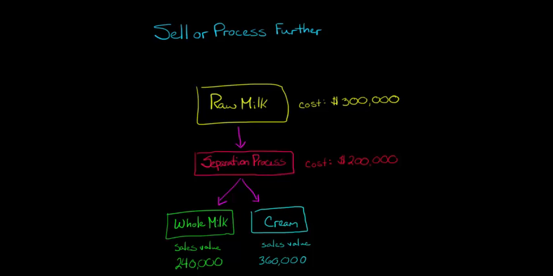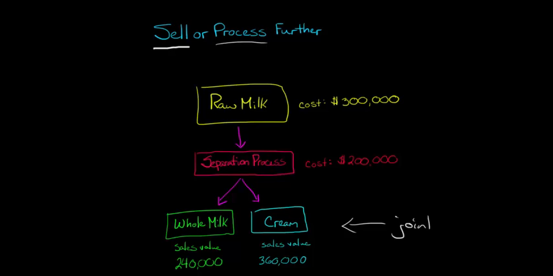In this video, we're going to talk about the decision of whether to sell or process a joint product further. So let's say that we have a dairy farm and we produce some raw milk at a cost of $300,000, and then there's a separation process which has $200,000 in costs we incur, but it leads to two joint products. We have whole milk and we have cream. Okay, so these are our joint products.